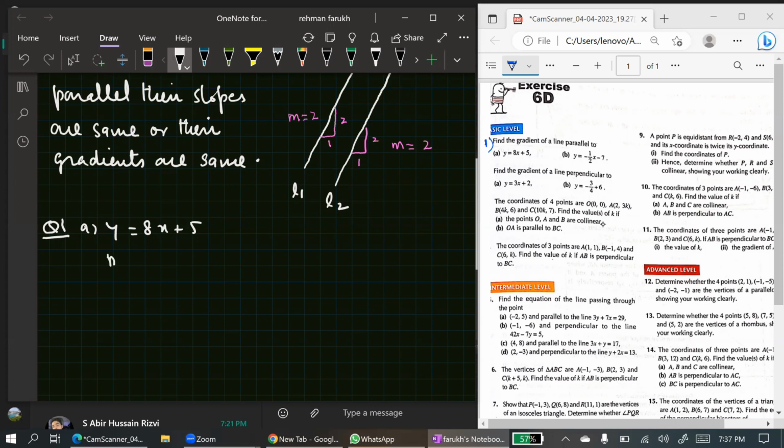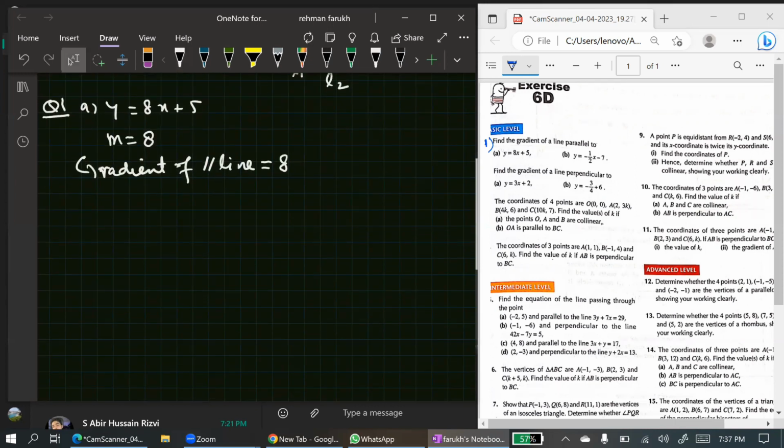In this case, the coefficient of x, the gradient is 8. So the gradient of the parallel line is the same, also equal to 8.